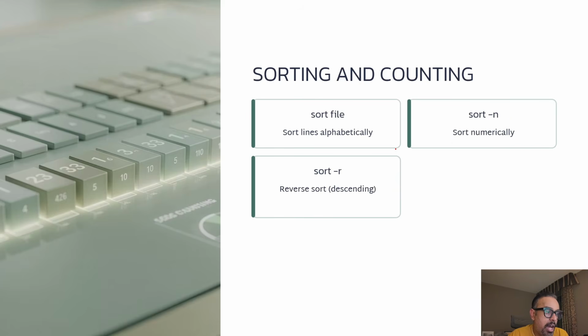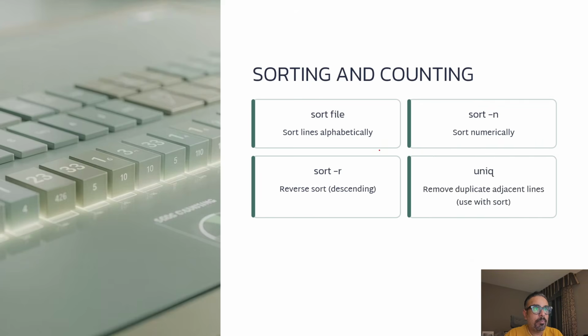Now sort -r reverses the order to descending. This works both alphabetically and numeric sorting, putting the highest value or the last letter first. You can say it is in the descending order. This was in the ascending order. This is also in the ascending order, and this is in the descending order. That is the reverse of both of them.